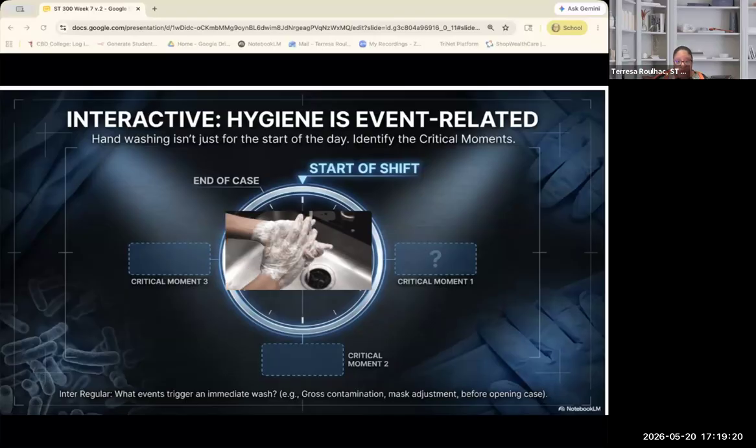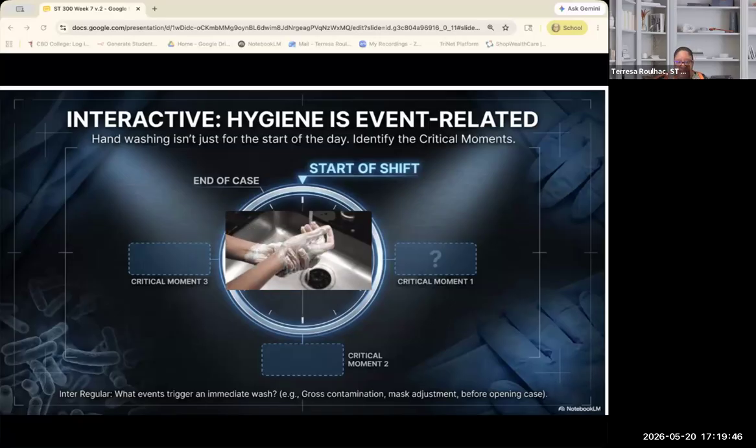Now, we have intra-case triggers. Gross contamination. Let's say you're going through and you get a break in your glove. You've dropped an instrument. You're touching non-sterile areas. Gloves do not replace hand hygiene, so keep that in mind. Just because you have on sterile gloves doesn't mean that you do not scrub your hands before.